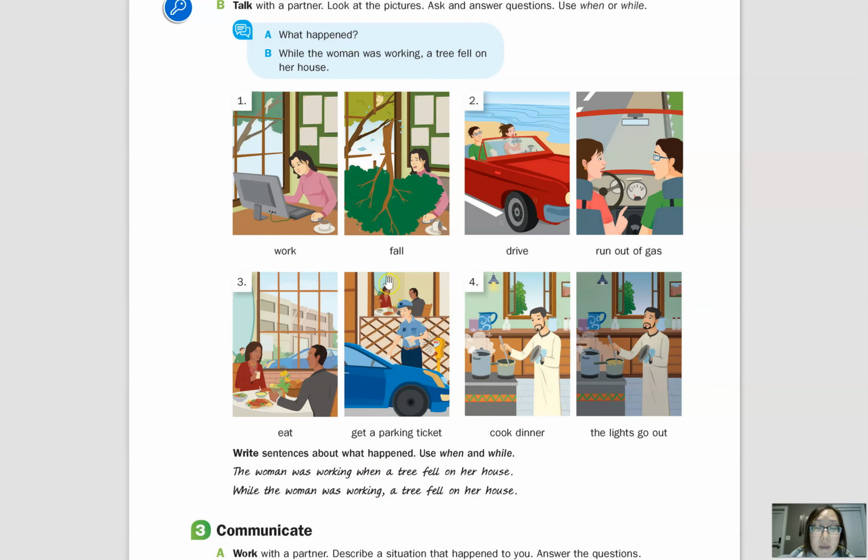So practice making sentences with both the when clause and the while clause for each set of pictures. Okay, so take some time to work on this activity, and you can pause the video and resume when you're finished.